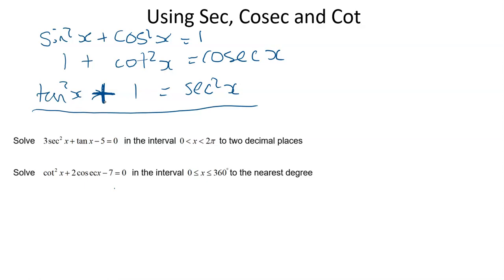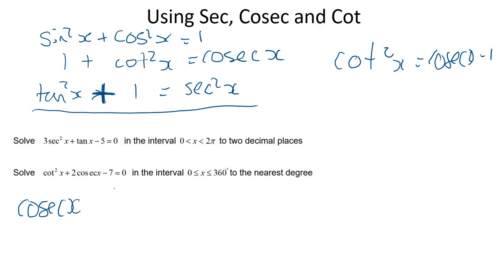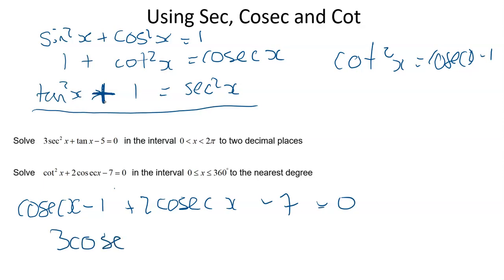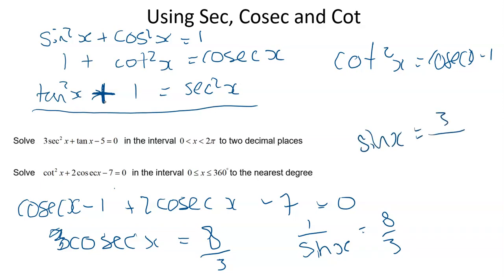I was going to say cot squared. Let's say that cot squared x equals cosec x minus 1, and then just replace that and say, so cosec x minus 1 plus 2 cosec x minus 7 equals 0, which gives us 3 cosec x minus 1 and minus 7 is minus 8, which equals positive 8. So let's move the 3 down. Cosec x is 1 over sine. So if 1 over sine x equals 8 over 3, then sine x equals 3 over 8.